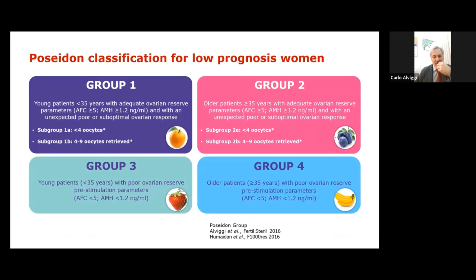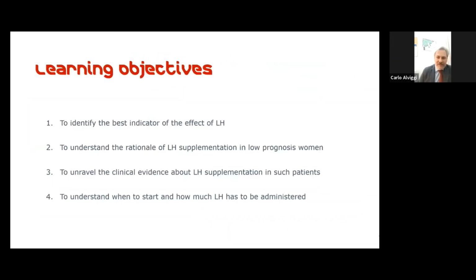Okay, so what we did is we tried to understand if LH works in different Poseidon groups. So the next slide will show you that if you consider a patient that in the previous cycle had fewer eggs than expected, so good ovarian reserve but low sensitivity to FSH only.